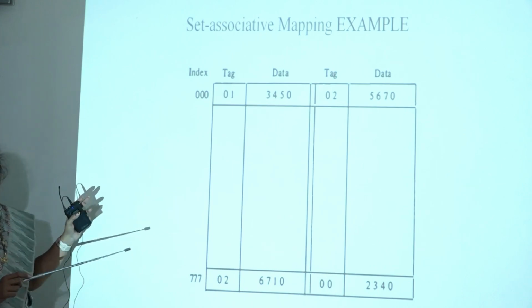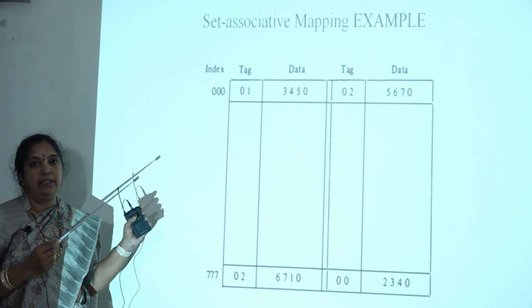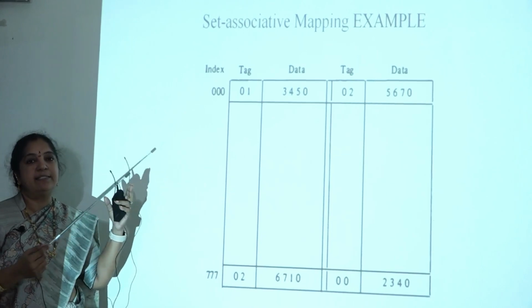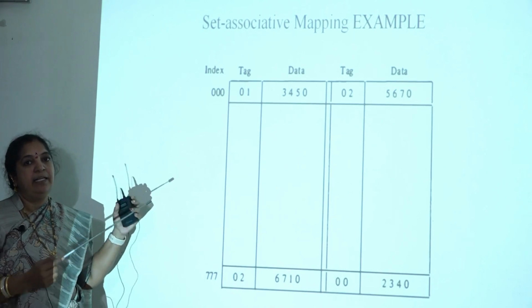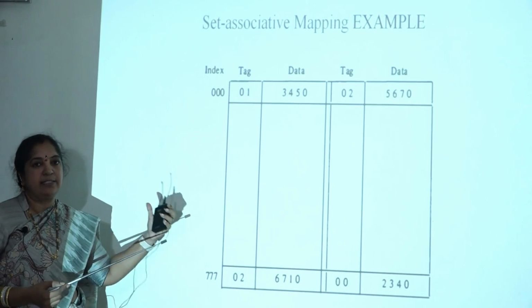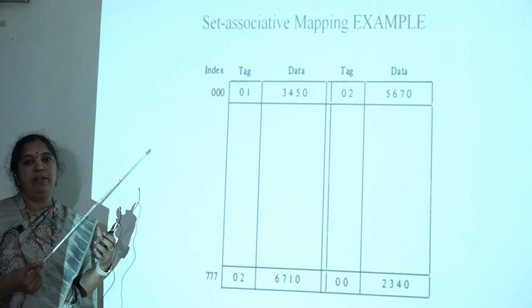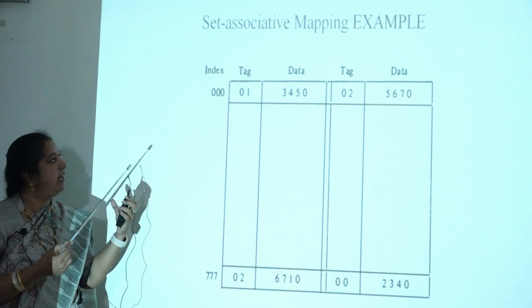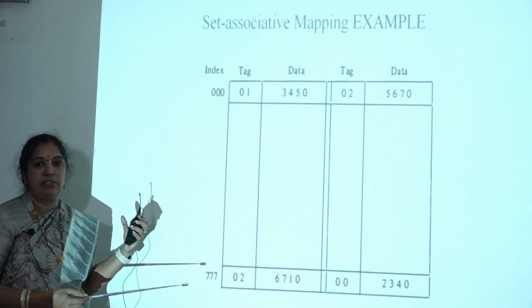So here we have studied direct mapping, associative mapping and set associative mapping. Associative mapping is the simplest one, simple to execute, simple to understand. Direct mapping is easy, but it has the disadvantage that one index can store only one line entry. Set associative mapping has all the best things, all the advantages of associative mapping and direct mapping.